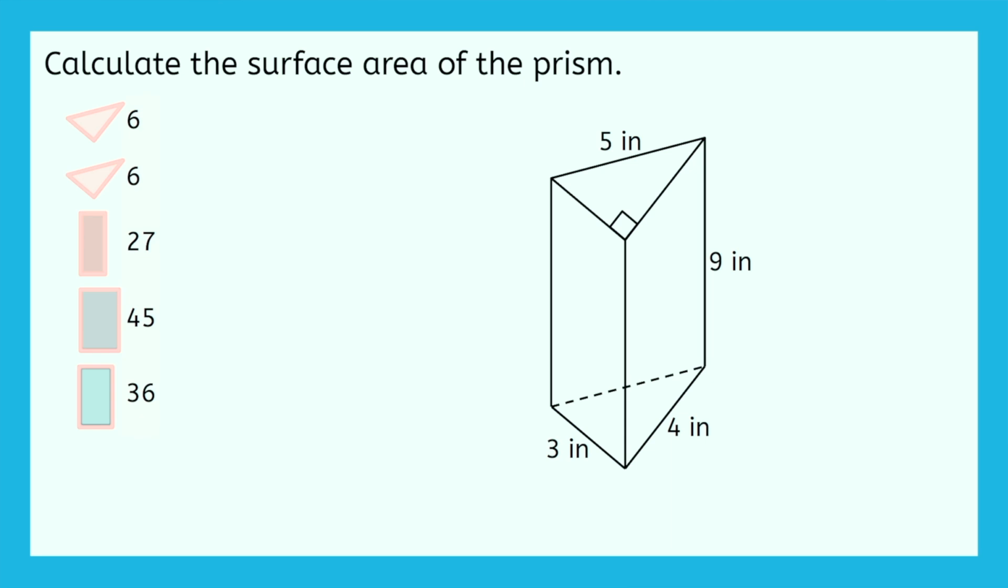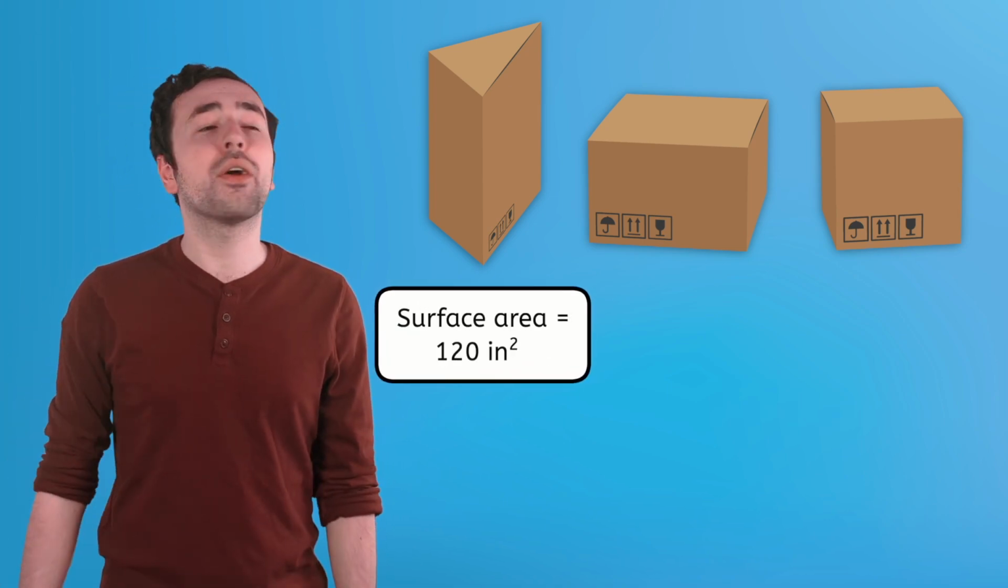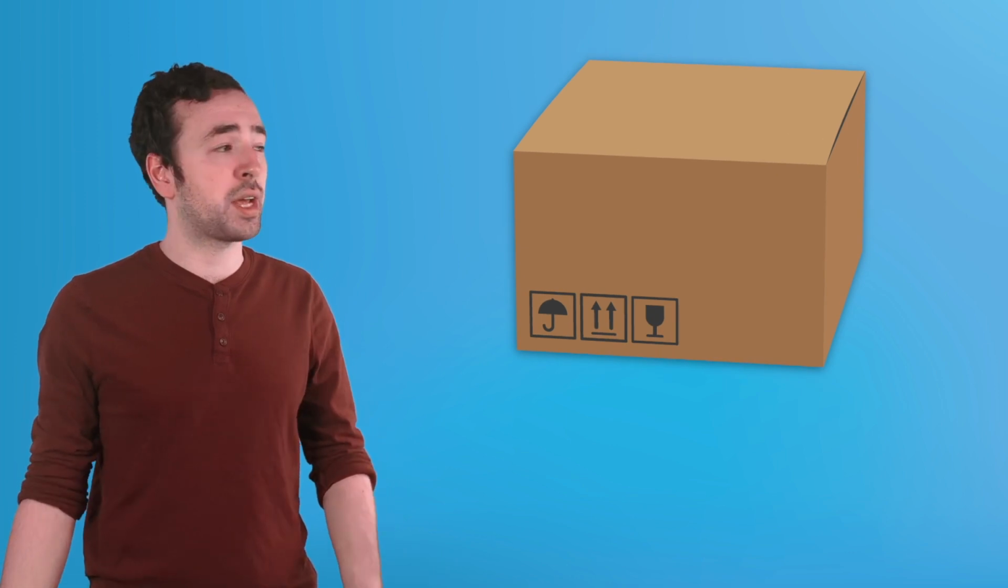Yeah, let's add these areas together. 6 plus 6 plus 27 plus 45 plus 36 gives us 120 square inches. Now we know that this triangular prism box has a surface area of 120 square inches. So let's calculate the surface area of this box next.